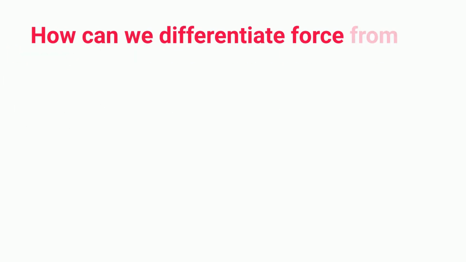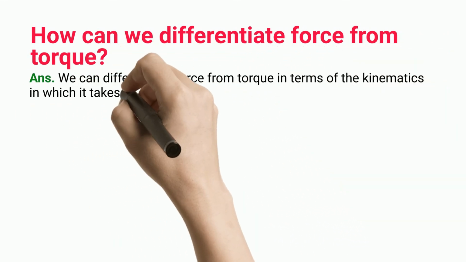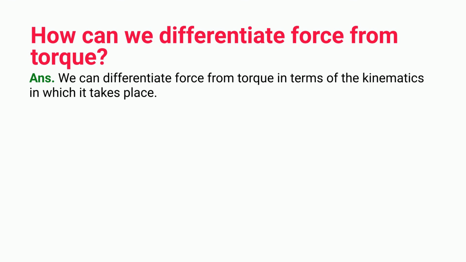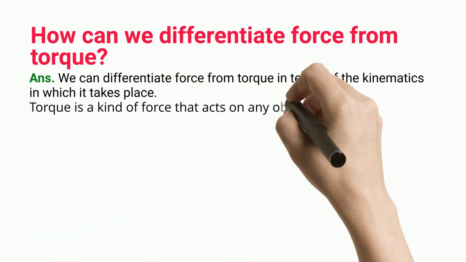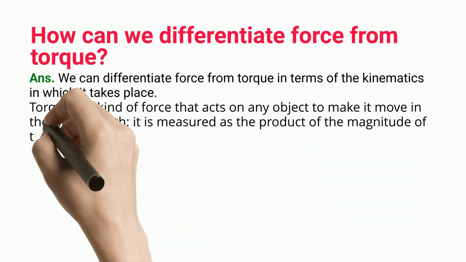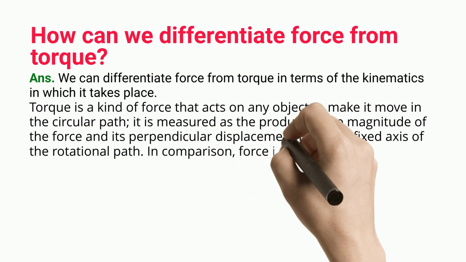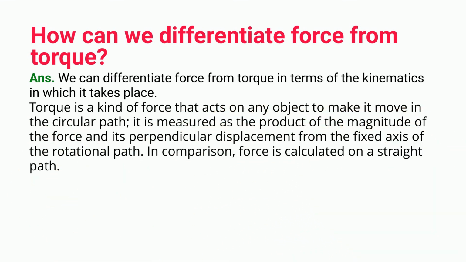How can we differentiate force from torque? We can differentiate force from torque in terms of the kinematics in which it takes place. Torque is a kind of force that acts on any object to make it move in a circular path. It is measured as the product of the magnitude of the force and its perpendicular displacement from the fixed axis of the rotational path. In comparison, force is calculated on a straight path.